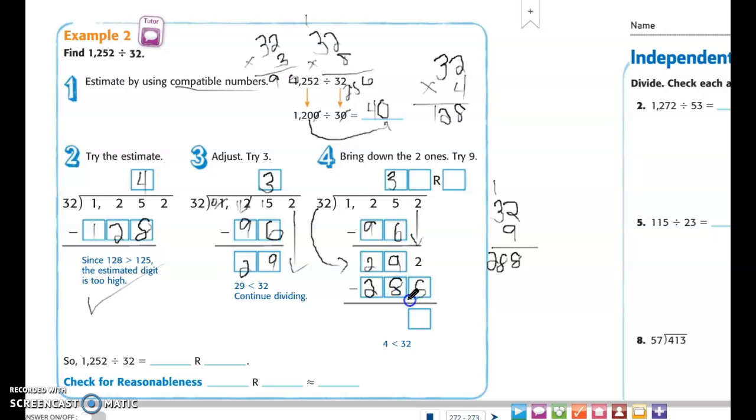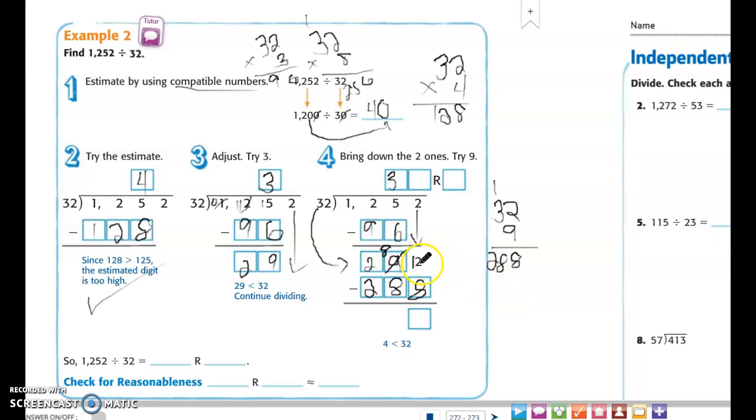Let's subtract. Do you guys want to try it together? Yes. Okay, 2 minus 8. Can we do that? No, the 2 is too small. So what do I have to do? You need to borrow. So my 9 is going to turn into an 8, and my 2 turns into a 12. Good.